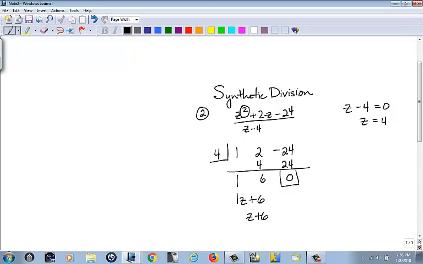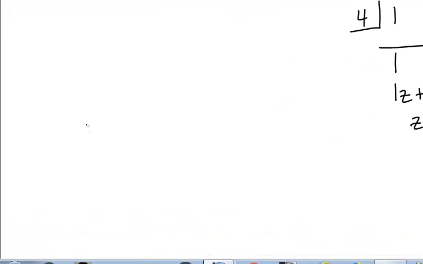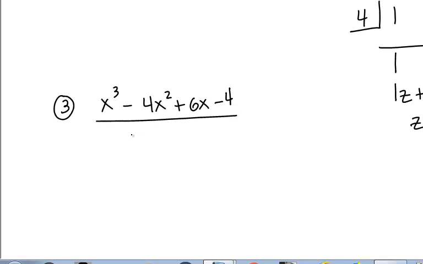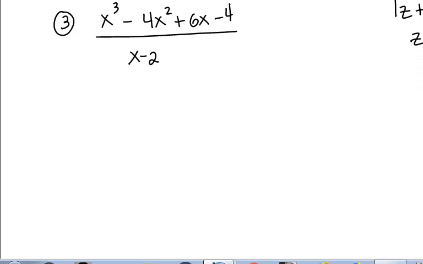Okay, let's do another one by synthetic. Another example. Let's say you do x to the third minus 4x squared plus 6x minus 4 divided by x minus 2. We're going to do it by synthetic: it's 1x to the third, negative 4x squared, 6x, minus 4. They did not leave out any terms, and we're going to divide by 2.